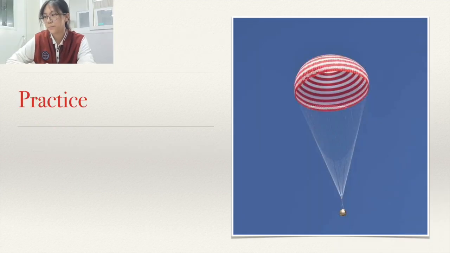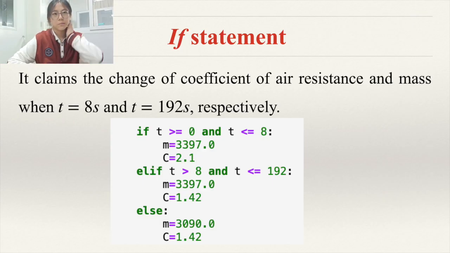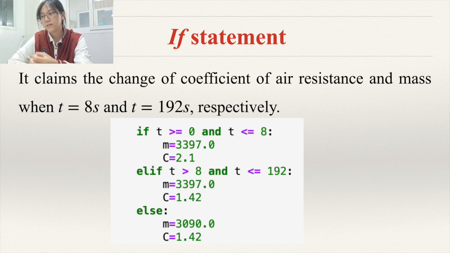Now it turns to the practice. Here, basically we used Python to write on Jupyter Notebook to code. So the first thing we use is the if statement. It claims the change of coefficient of air resistance and the mass at time equals 8 and time equals 192 seconds. And so there are 3 stages, basically.